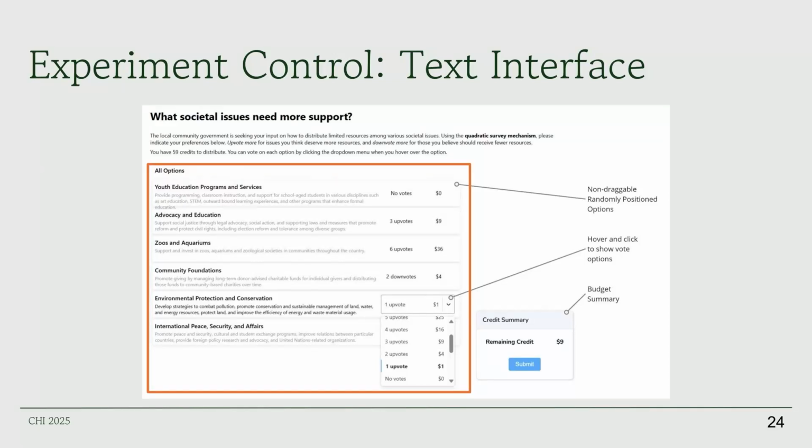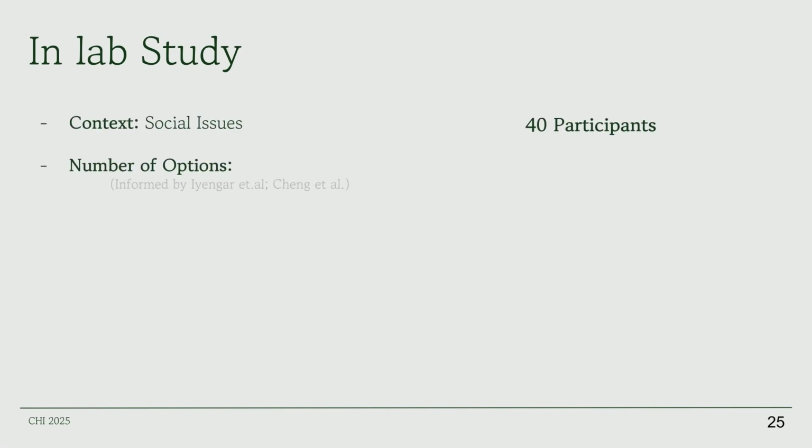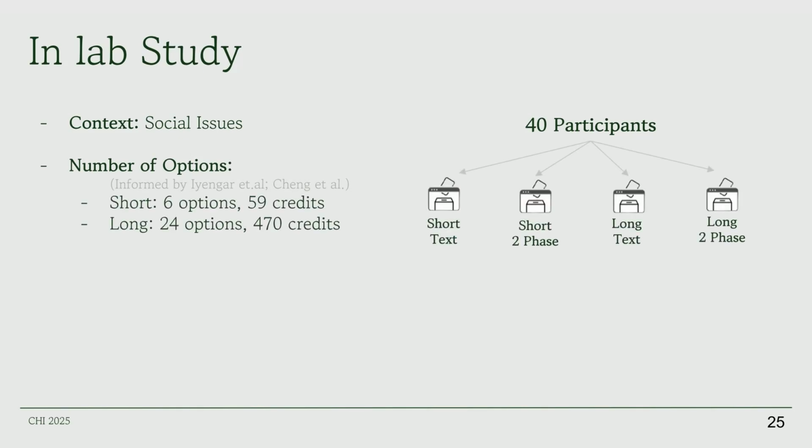The control group used a text-based interface similar to existing QS designs, and it matches our proposed interface visually but differs in 2 ways. First, options were randomly ordered, and second, there's no two-phase organization process. To address our research question, we conducted an in-lab between-subject study where participants completed a quadratic survey on societal issues. The short survey had 6 options with 59 credits, and the long survey had 24 with 470 credits.